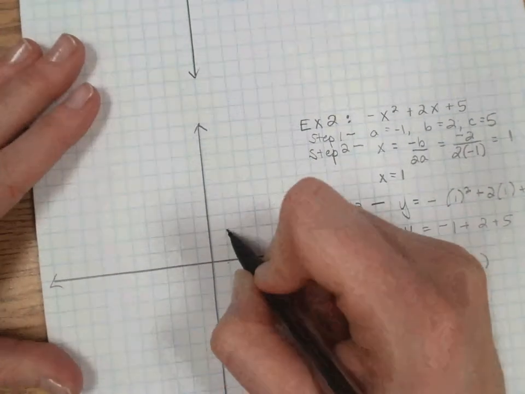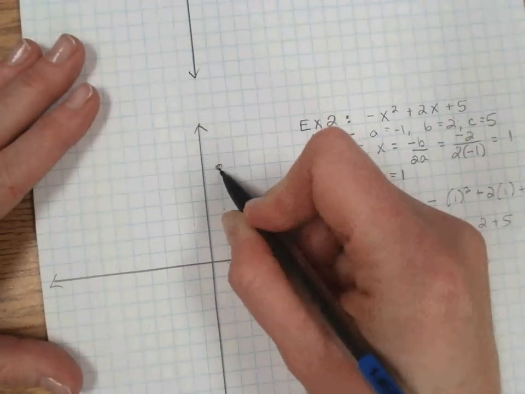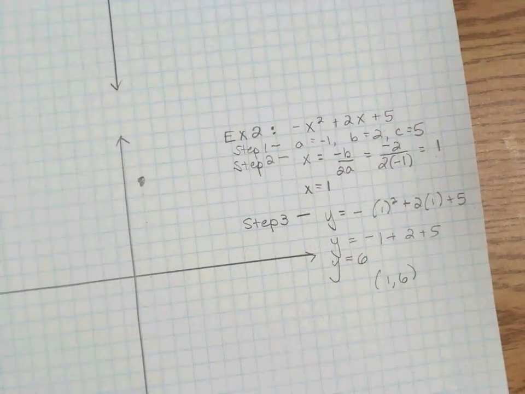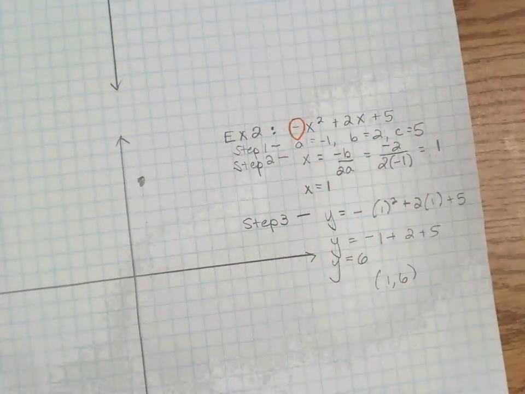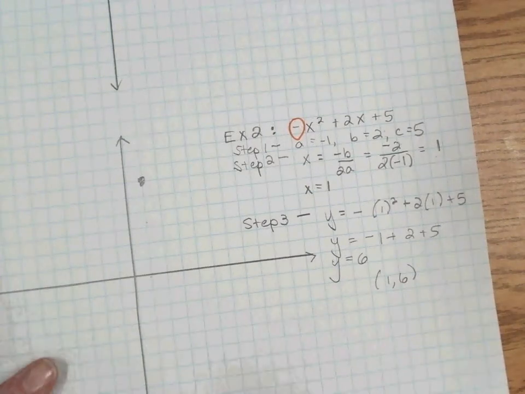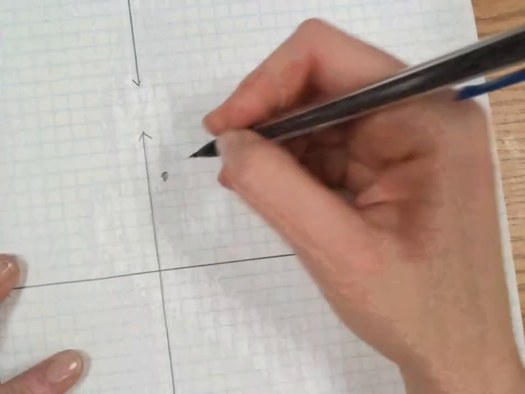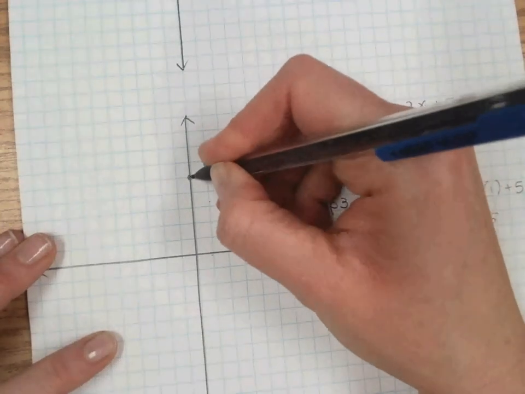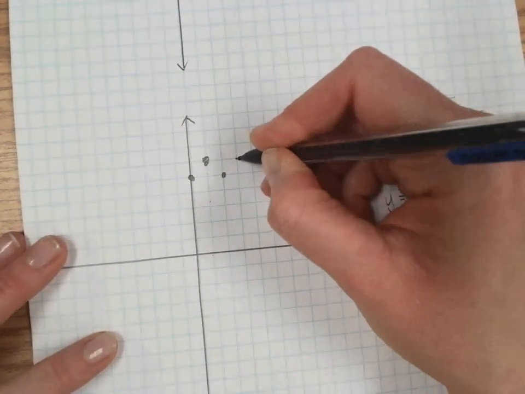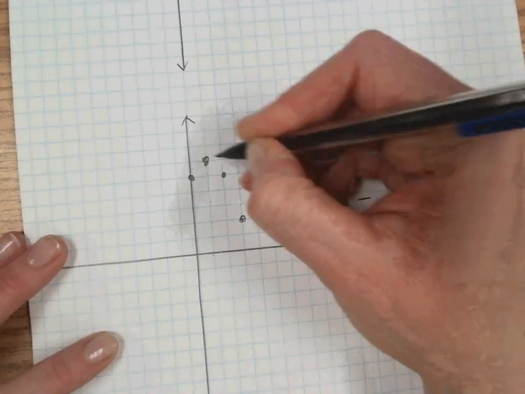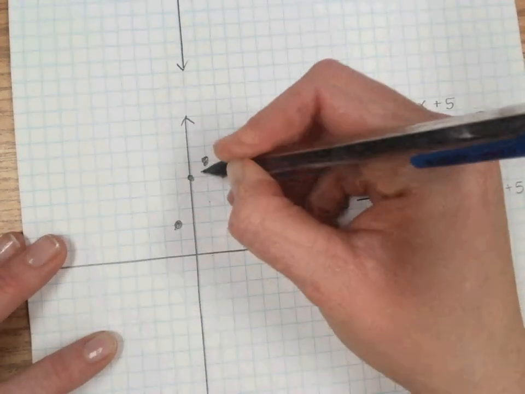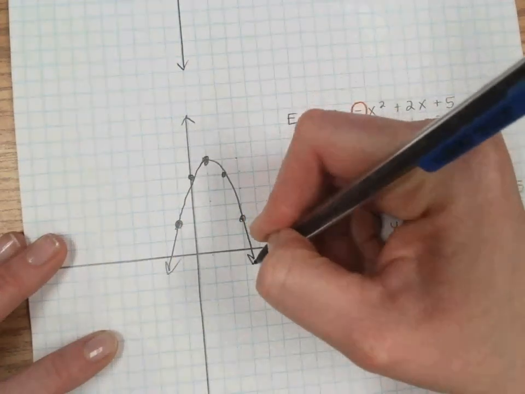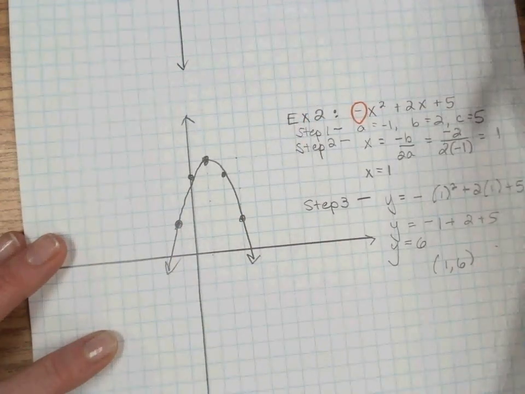We'll plot the point 1, 6, and then double check: is this opening upwards or downwards? Since we have a negative a value, we know it opens downward, and it's a negative 1, so we have our standard over 1, down 1, left 1, down 1, over 2, down 4, left 2, down 4. And there's your graph.